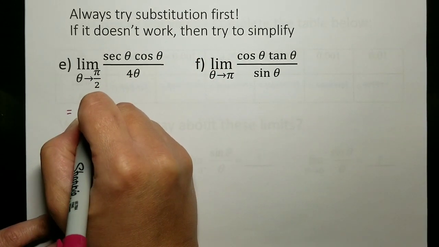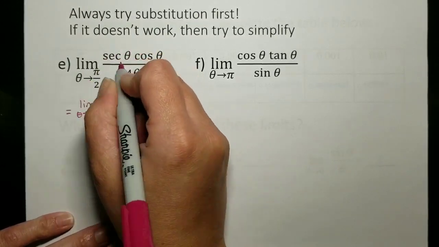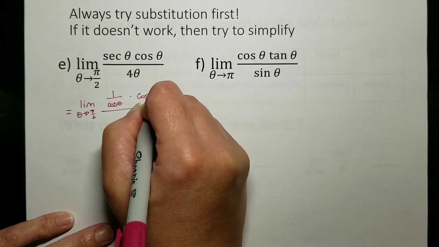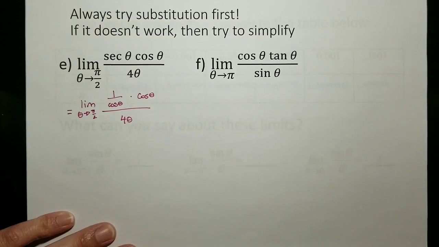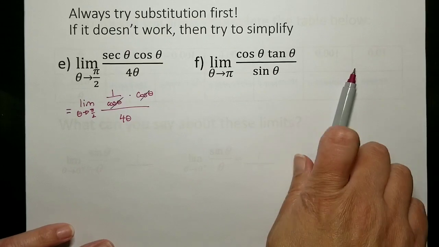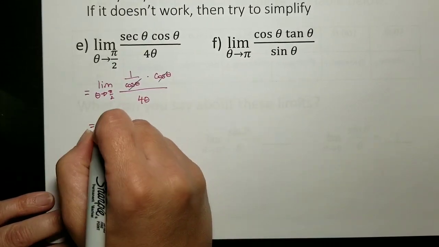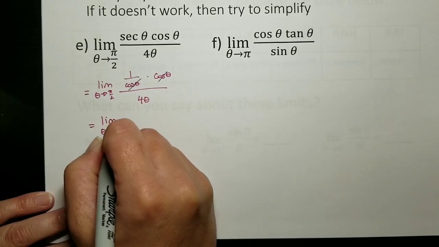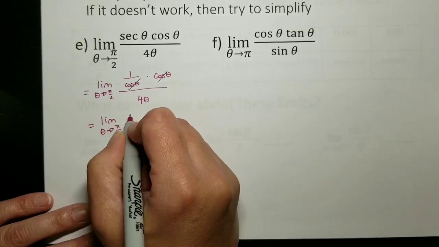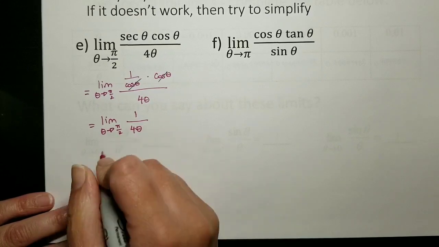So this will be the limit as theta approaches pi over 2, and I'm going to get rid of that secant. I'll make it 1 over cos theta times cos theta divided by 4 theta. And of course, we see that that will reduce. We do need to write it out in a simplified form that's acceptable to substitute in that pi over 2 and keep up the limit notation. You can't just sub in because that cos theta was still there. So it's 1 over 4 theta, and now we can sub into here.